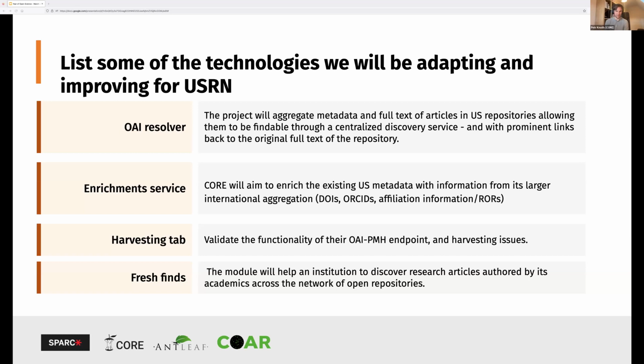We are helping them to show, basically, how often we index them and highlighting any problems that we identify with those indexing processes so that they can internally fix them. We are building a module which we call Fresh Finds. This is a module which will help an institution to discover research articles that are authored by their academics, which they are not aware of and which they do not have in their repository, effectively trying to tell them that perhaps they might want to add that article, which could be important in the future for open access compliance. Next slide, please.